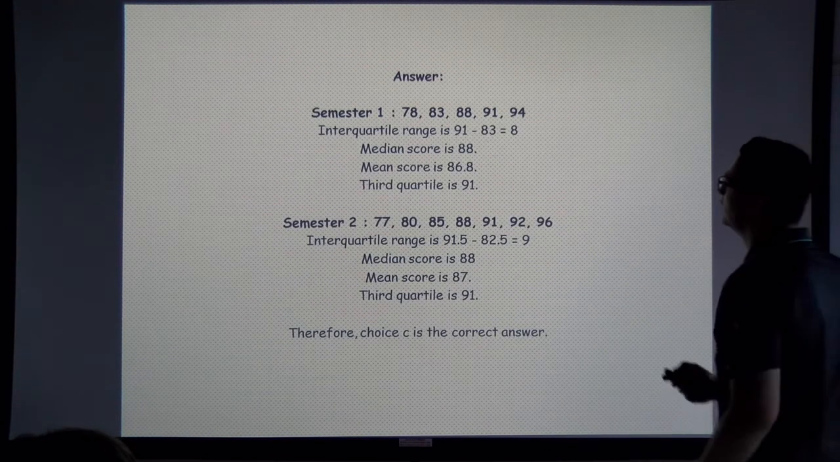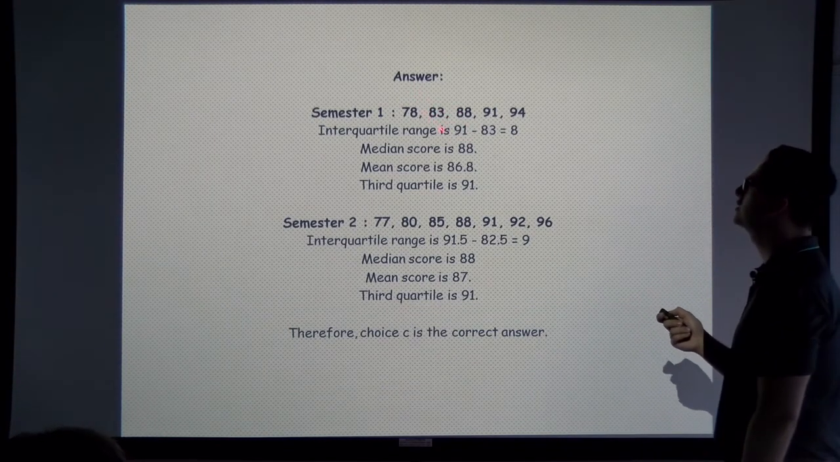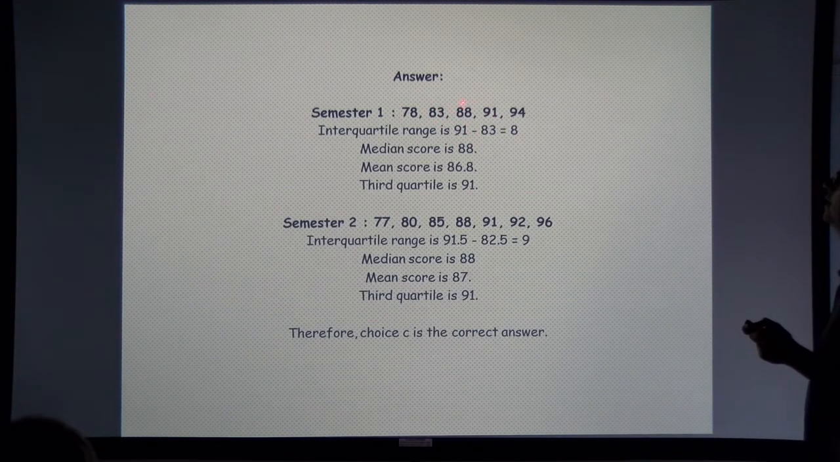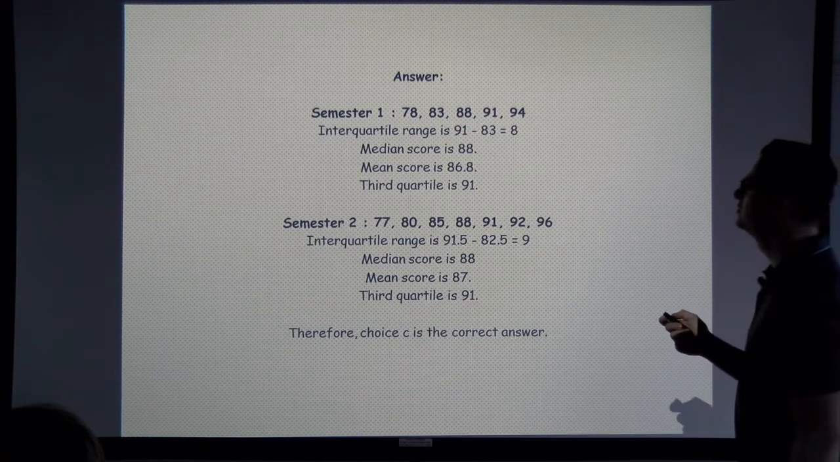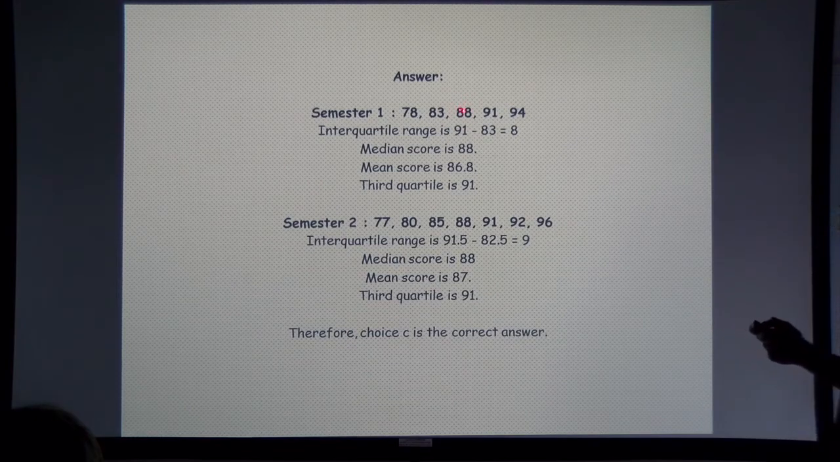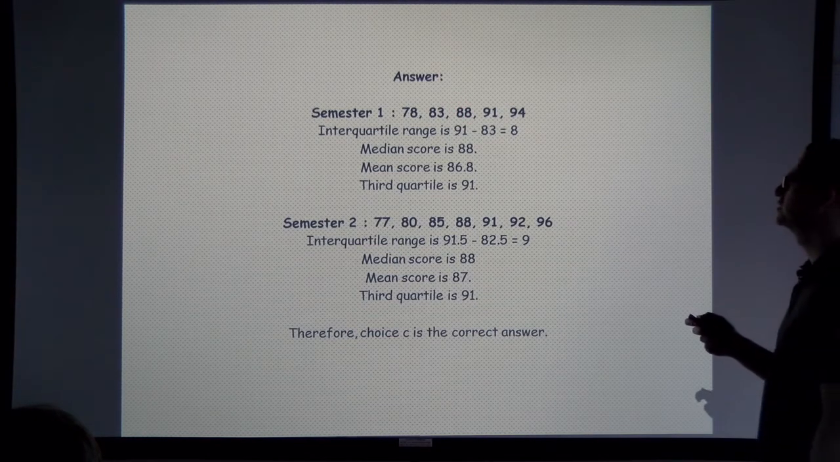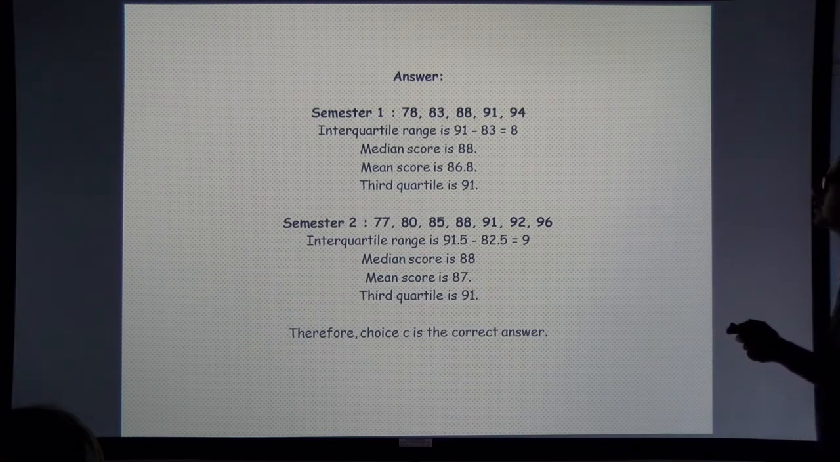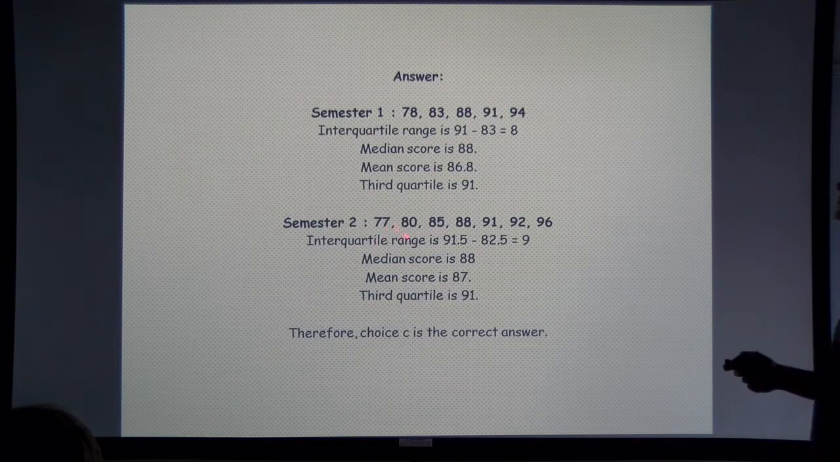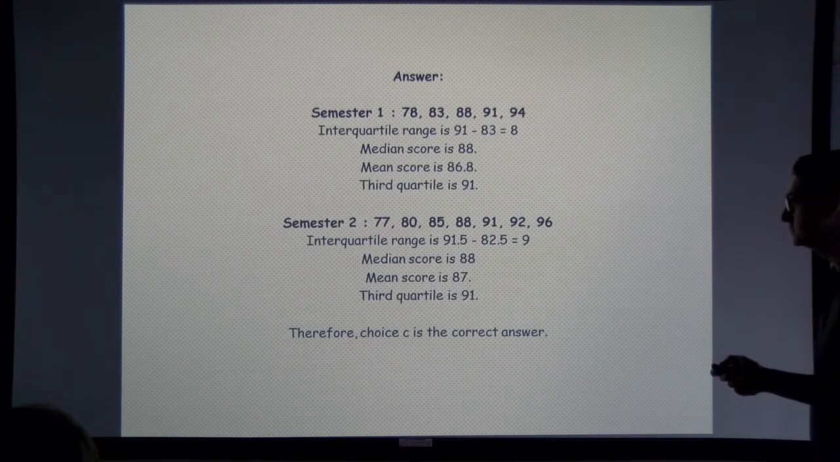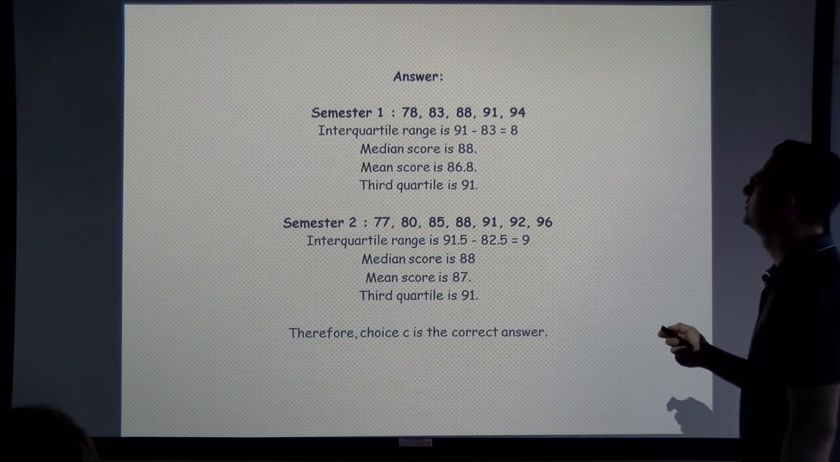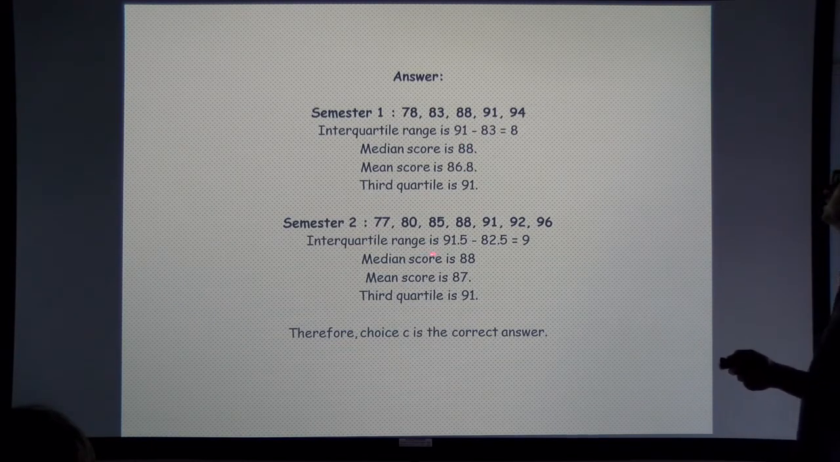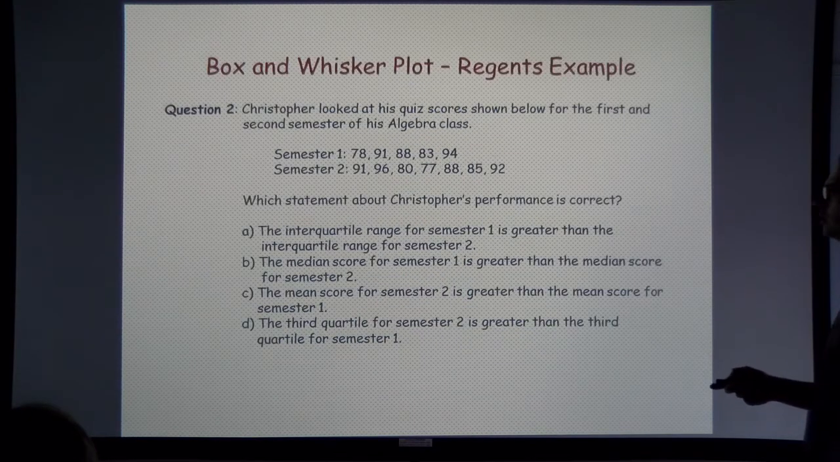So for semester 1, his interquartile range is actually going to be 91 minus 83, which is going to get me an 8. His median score, which is his middle number, is 88. His mean, or his average, is 86.8. And his third quartile is going to be 91. For a second semester, his interquartile range is going to be 9. His median score is going to be 88. His mean score is going to be 87. And then his third quartile is going to be 91.